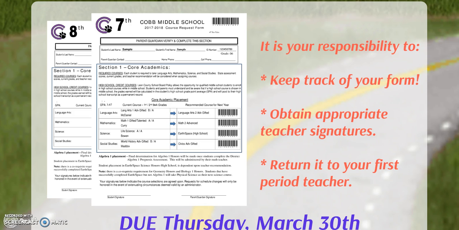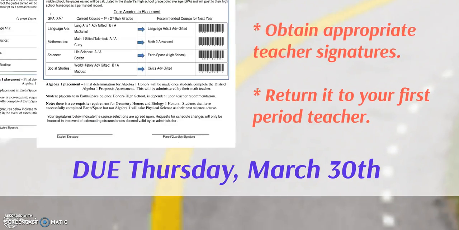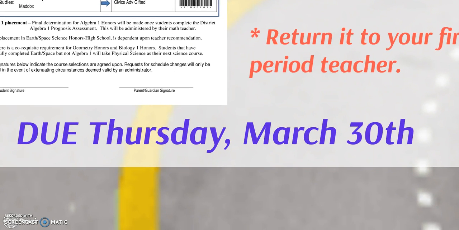We're going to return it to your first period teacher on or before the deadline. That way the teacher can get it to us here in the front office. Now take care of these. Don't crinkle them up. These are barcodes that we have to be able to scan. We're going to be scanning quite a few of these, so make sure you write clearly and keep them nice and neat when you turn them in. And don't forget about your student signature and parent signature on the front side. Okay, again, these are due Thursday, March 30th.